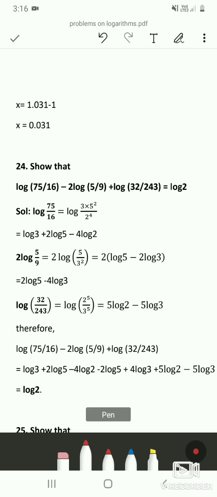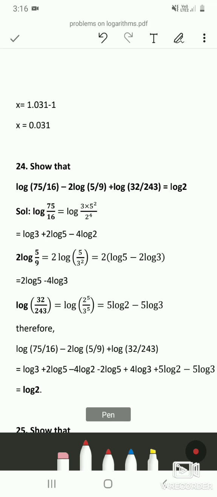Now the last term, that is log 32 upon 243. So we know that 2 raised to 5 is 32 and 3 raised to 5 is 243. Therefore log of 32 upon 243 can be rewritten as log of 2 raised to 5 upon 3 raised to 5. And then again using the second and the third law, this step is obtained, that is 5 into log of 2 minus 5 into log of 3.